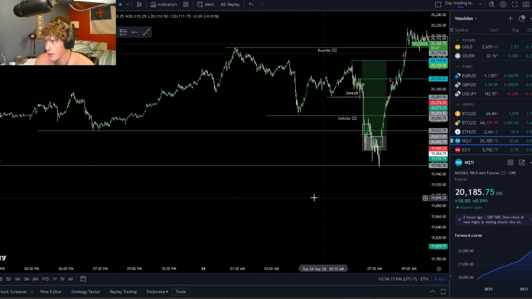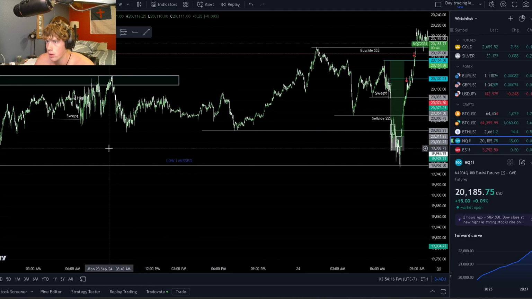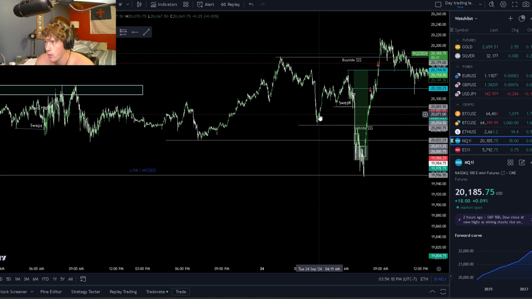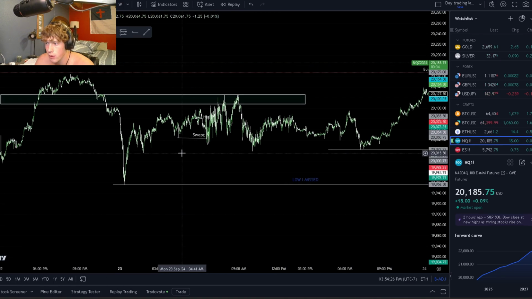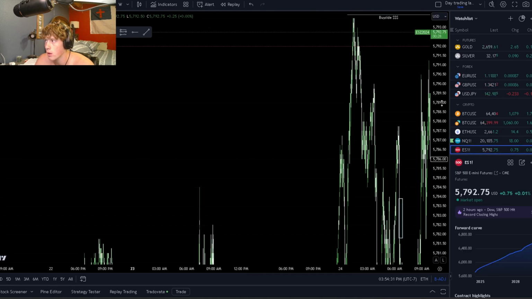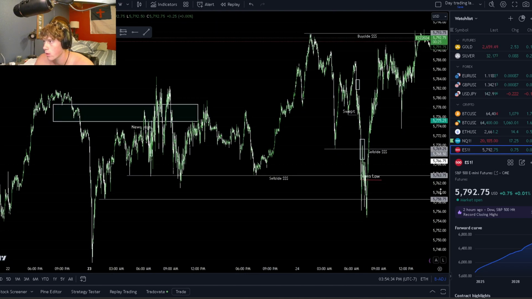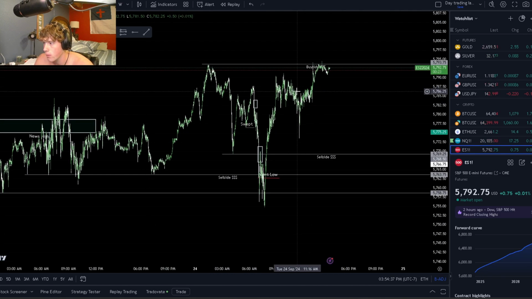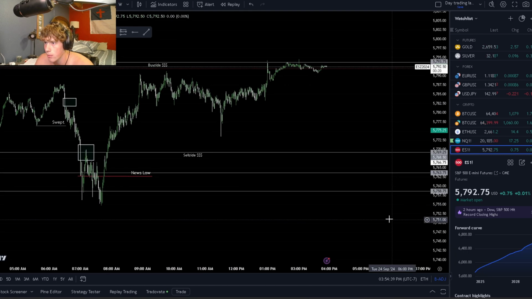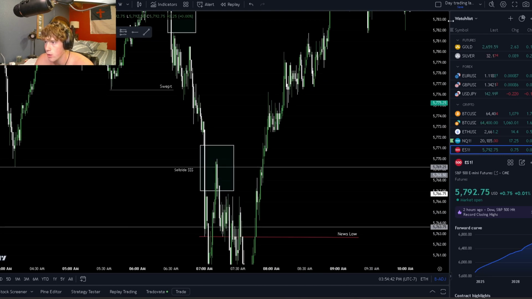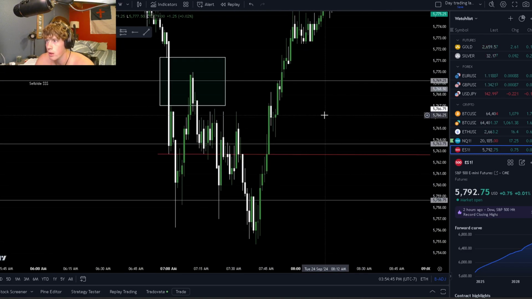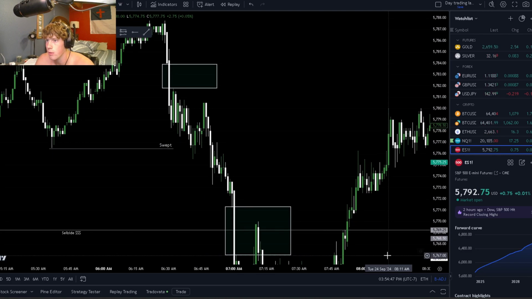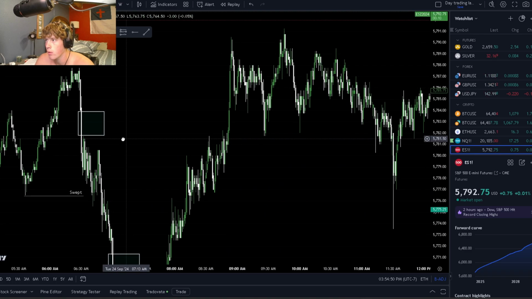Real quick, I could go back to the trade I took yesterday, if I can find it. I think it was on ES though. Yeah, let's look at ES. It was just back here. So the trade I took on ES was actually a really good trade, if I can remember what happened.